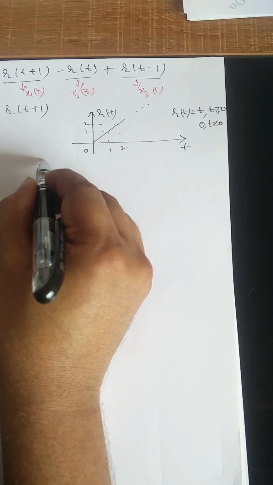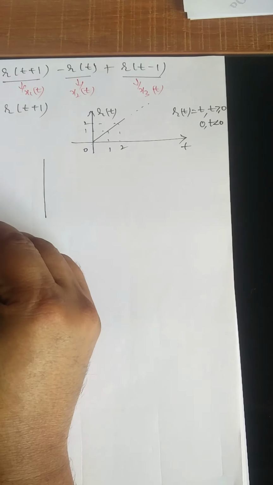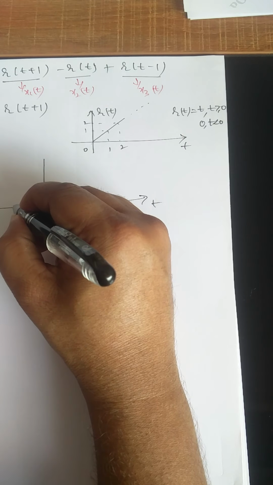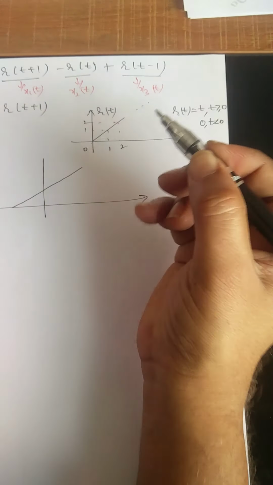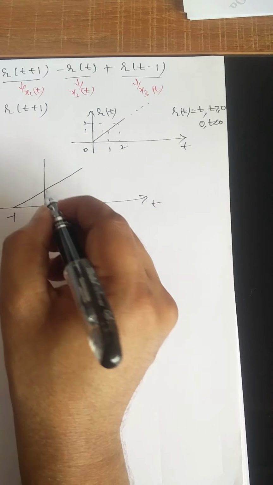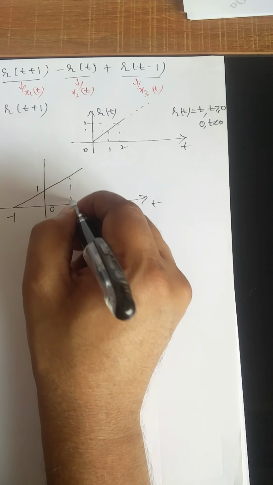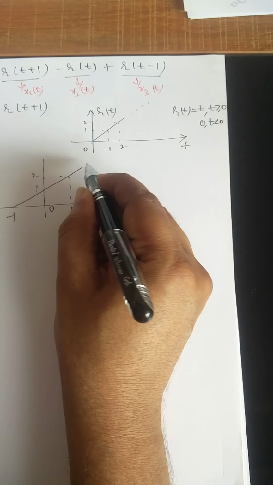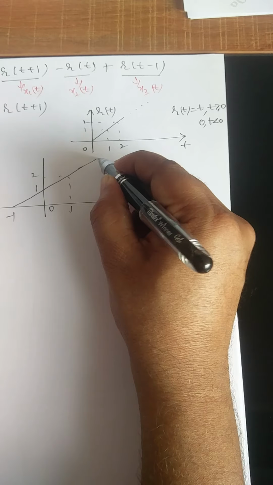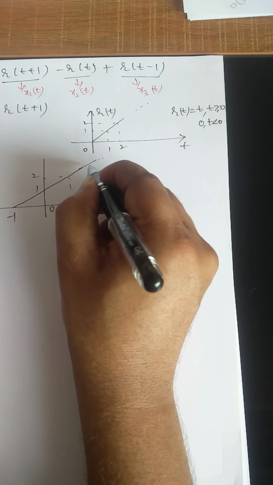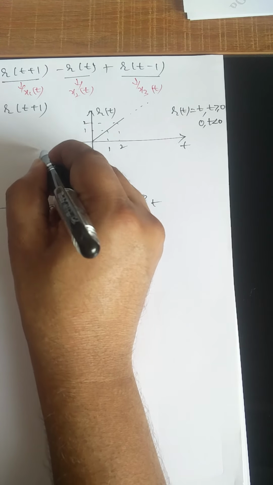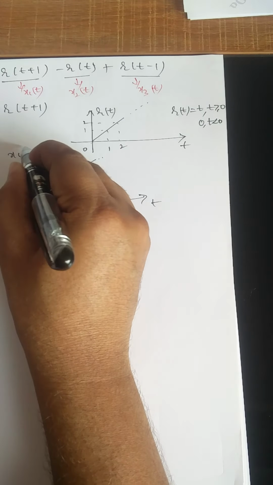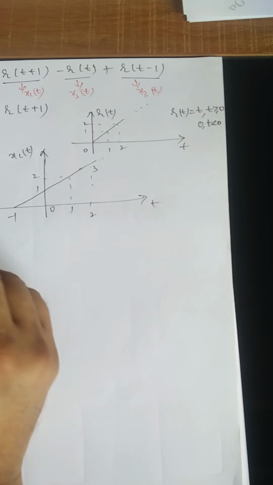What is r of t plus 1? R of t plus 1 starts at minus 1. At 0 its value is 1, at 1 its value is 2, at 2 its value is 3. Okay, this is the x1 of t.